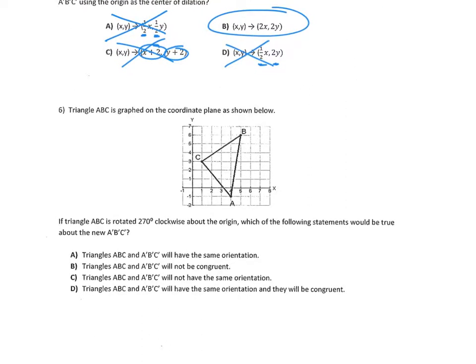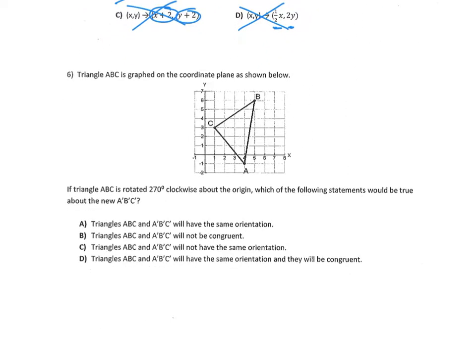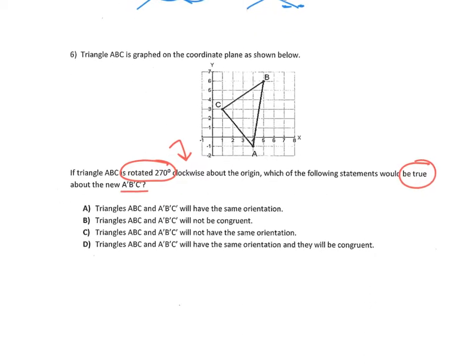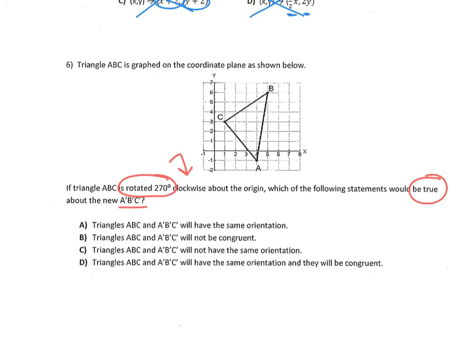Okay, on number 6, triangle ABC is graphed on the coordinate plane as shown below. If triangle ABC is rotated 270 degrees clockwise about the origin, which of the following statements would be true about the new A prime, B prime, C prime? So it's not looking for points. All my answer choices, it's just a lot of vocabulary.